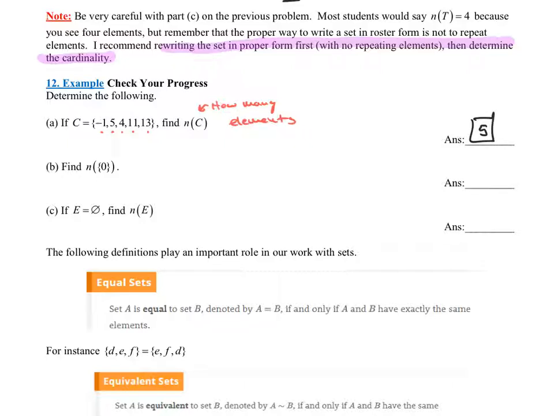Next one says, find the cardinality of the set containing 0. Well, how many elements are in that set? There is 1 element inside the set, so the answer would be 1. It says if E equals the empty set, find the cardinality of E. Well, that would be the cardinality of the empty set, right? How many elements do you see inside the empty set? Well, I don't see any, so the answer would be 0. Notice I did not put a slash through it. I do not mean the empty set here. How many elements does the empty set have? It has 0 elements. That's the definition of it, right?